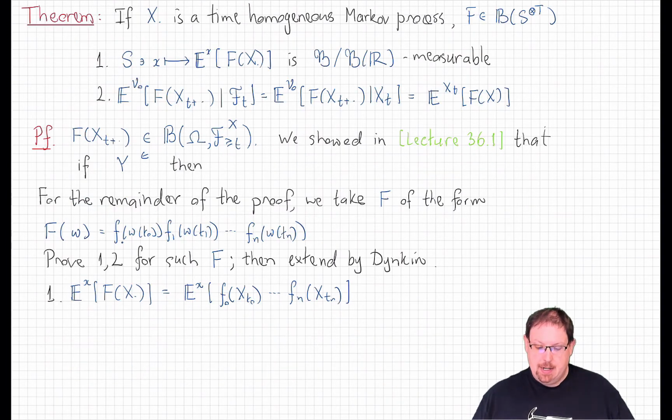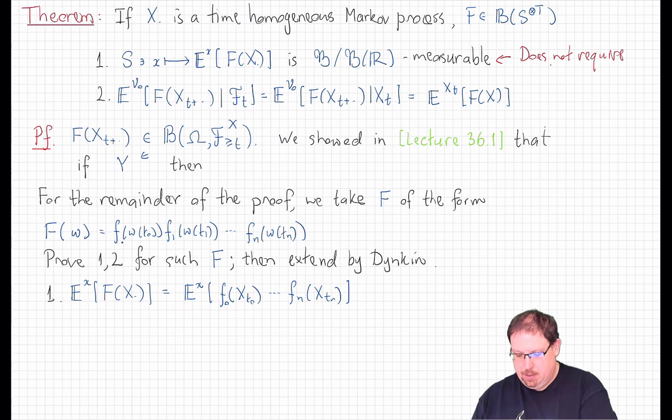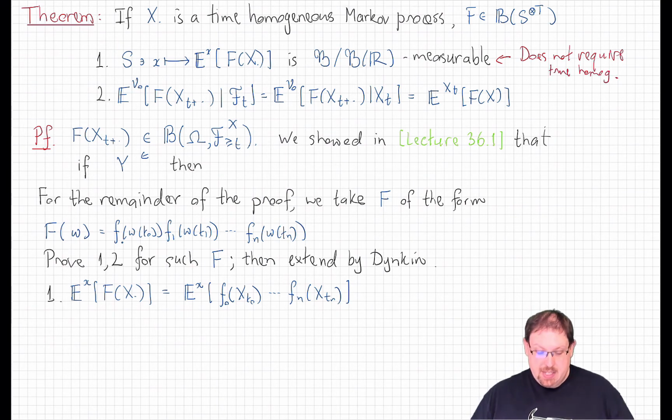First, let's restate it in two parts. The first part, again, was that this function that takes any measurable function on paths of the whole process and takes its expectation with starting distribution, the point x, that function of x is a measurable function. And in fact, that statement there does not require time homogeneity. But the second statement does.